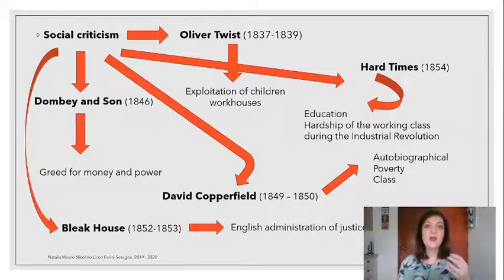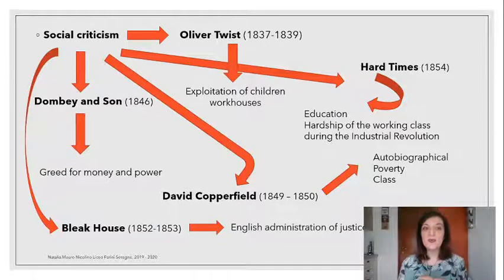Let's start with the first novel which is generally considered a novel of social criticism, Dickens's first novel. It is Oliver Twist, as you can see here. Oliver Twist was written and published in installments from 1837 to 1839.